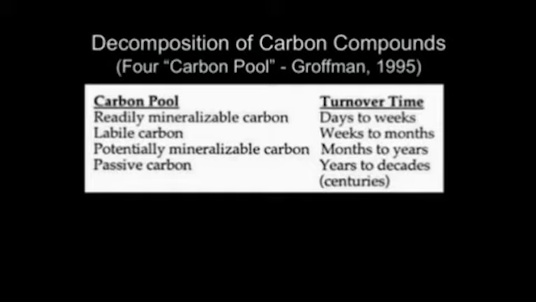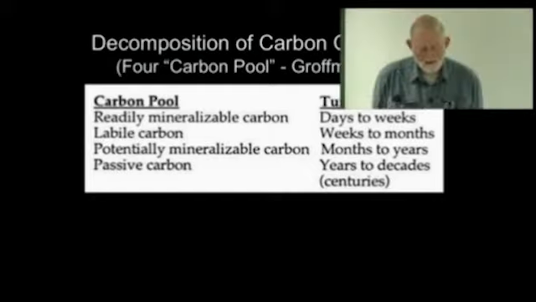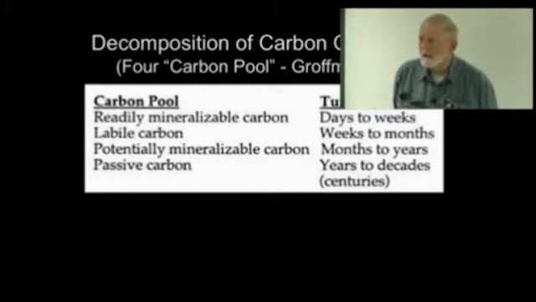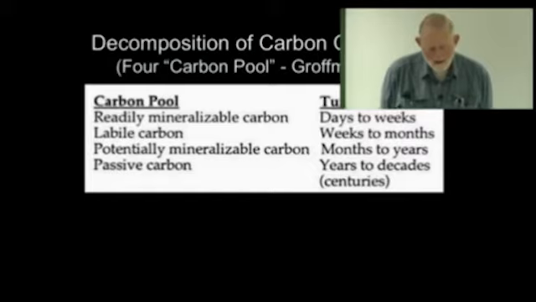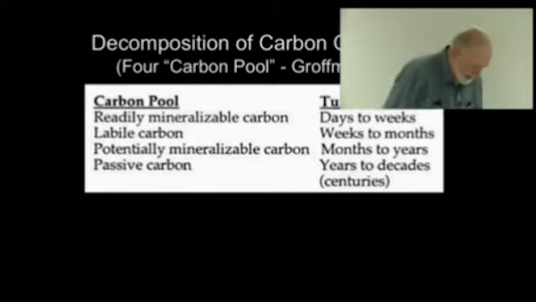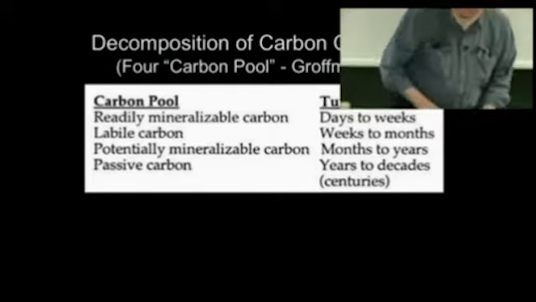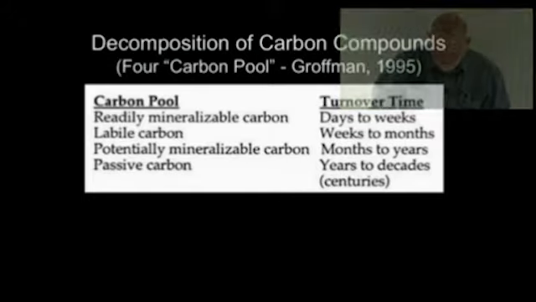Now, to understand how this process takes place, I have to remind you about the different types of carbon that you would find in plant material or any organic material. There's readily mineralizable carbon that's going to break down in a matter of days. And then there is a labile carbon that might take a few weeks to a few months to break down. And then potentially mineralizable carbon that will take months to years, and then very passive carbon that will take years to decades.